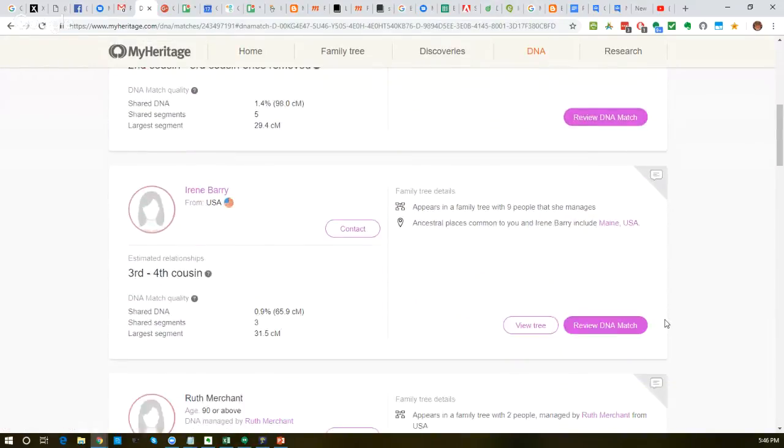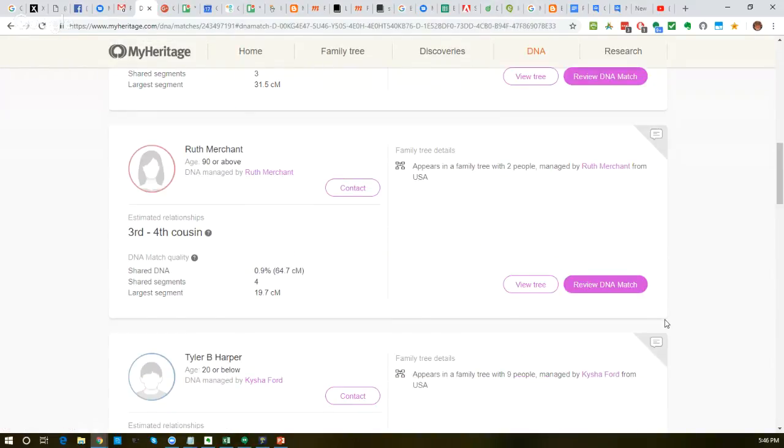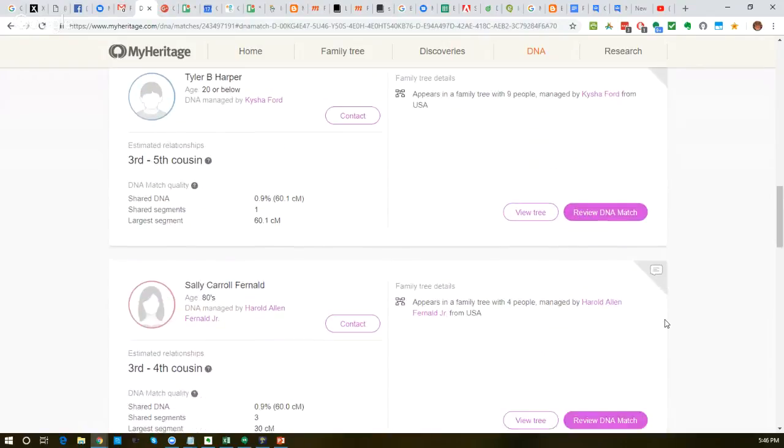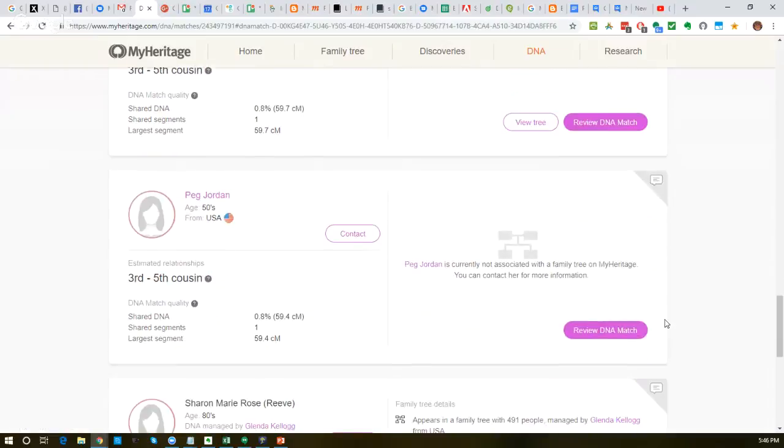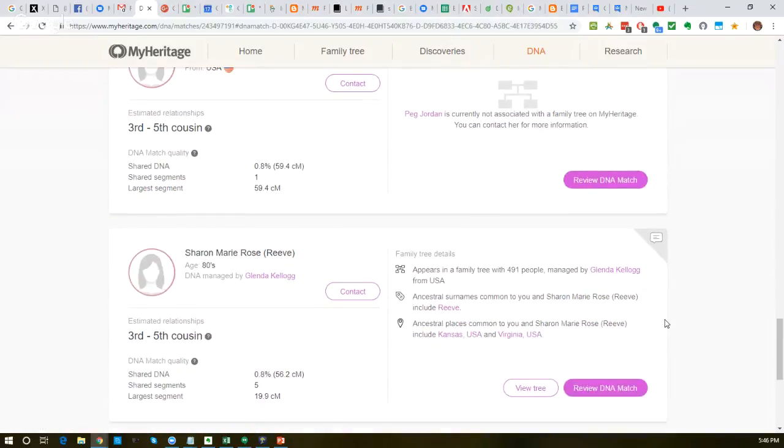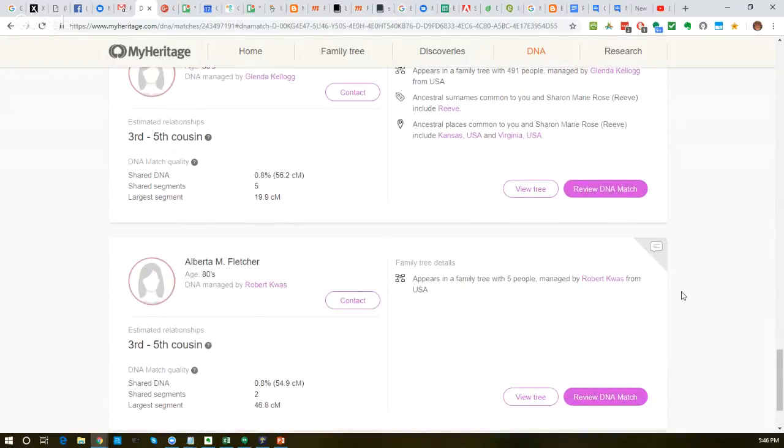And I'm going to scroll down to see if I see anything different in this view than what I saw before. And I'm still scrolling down. And the only name that sticks out to me right now is this one. And when I get done with the recording, I'm going to look at this one, because that is a surname that I know is in my family.